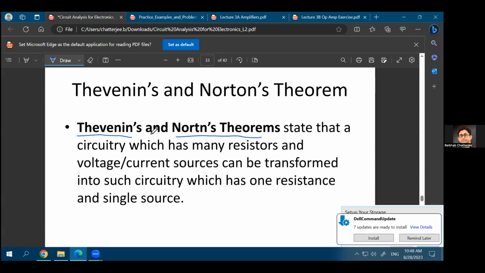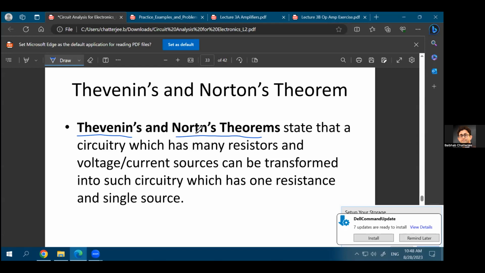Now, what's the difference between Thevenin's and Norton's? Thevenin's theorem talks about voltages. Norton's theorem talks about currents. So as you know, voltages and currents, we can just think about them as dual of each other, and they can be related using Ohm's law.